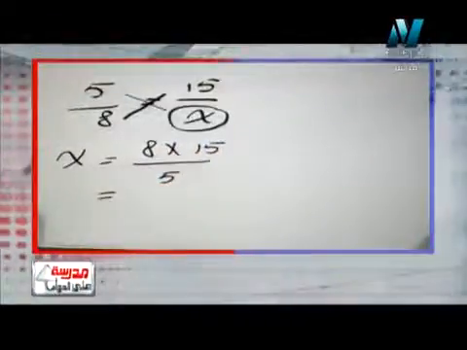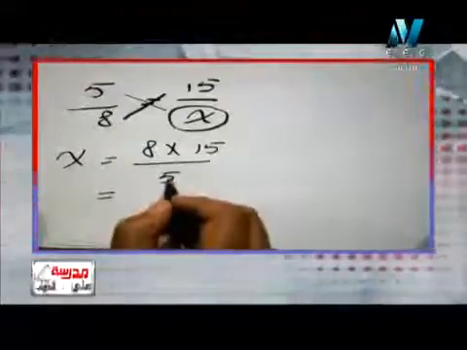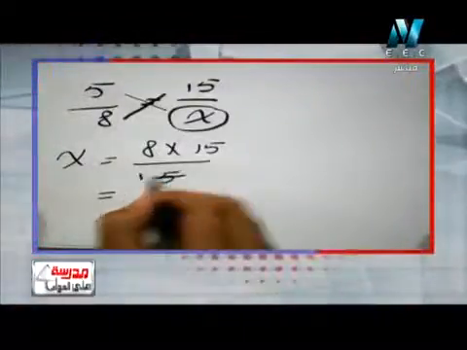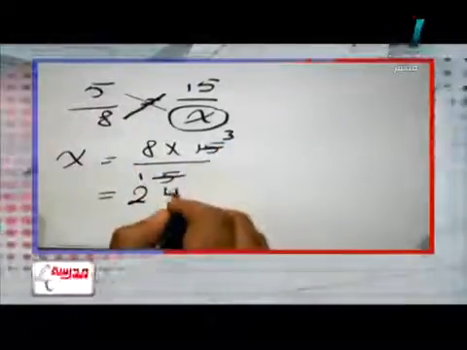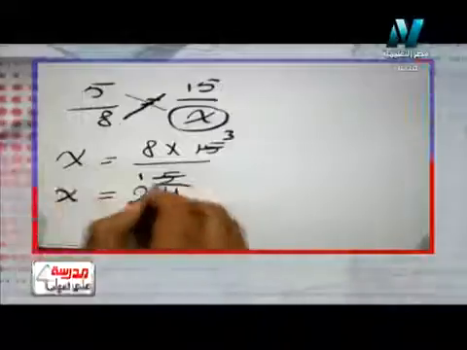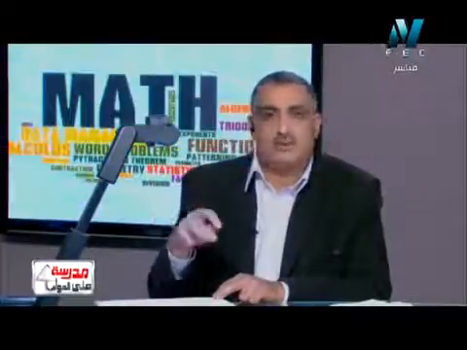You can use your calculator to get the result, or we can simplify. It's so easy. Divide 5 by 1, divide 5 by 3. 8 times 3, the result equals 24. So it's so easy to deduce the value of x by using the same rule. It's a very important rule. We can use it all the time.